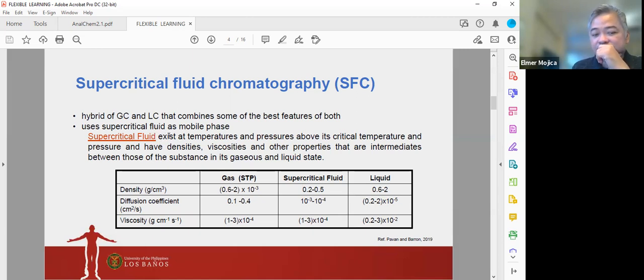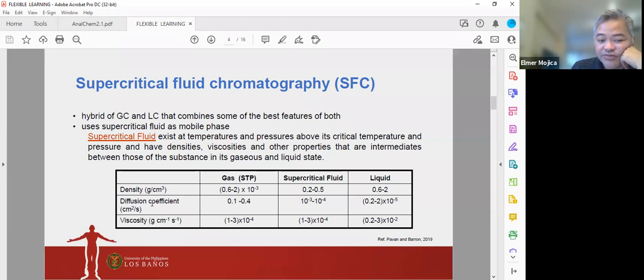So supercritical fluid exists at temperatures and pressures above its critical temperature and pressure, and has densities, viscosities, and other properties that are intermediate between those of the substance in its gaseous and liquid state. So if you're going to look at the density, usually for gas, it's grams per liter. And for liquid, it's grams per mL. Now, if you look at the supercritical fluid, it's a little bit lower than the one that we have in liquid phase.